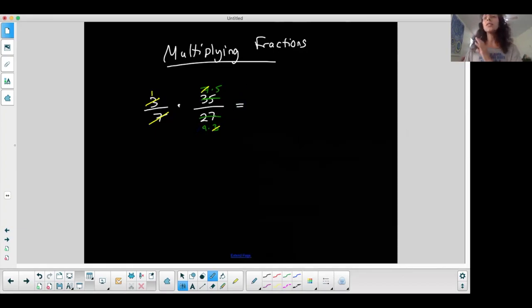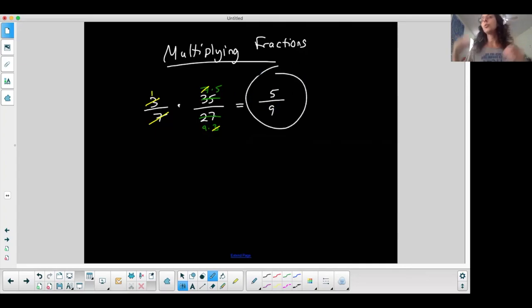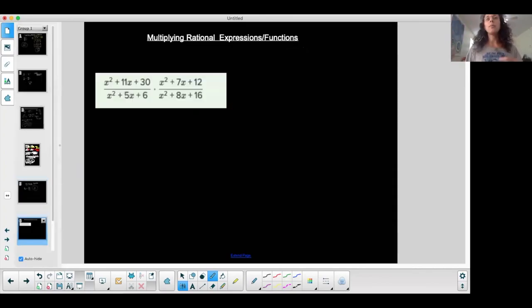So once I factor everything, simplify, and cancel anything in common on the top and on the bottom, I'm going to multiply across the top with whatever's left: 1 times 5, which is 5, over 1 times 9, which is 9, and this is my final product. So you factor everything, cancel anything in common on the top and bottom, and then multiply across the top and across the bottom. I'm going to use that same technique with this.